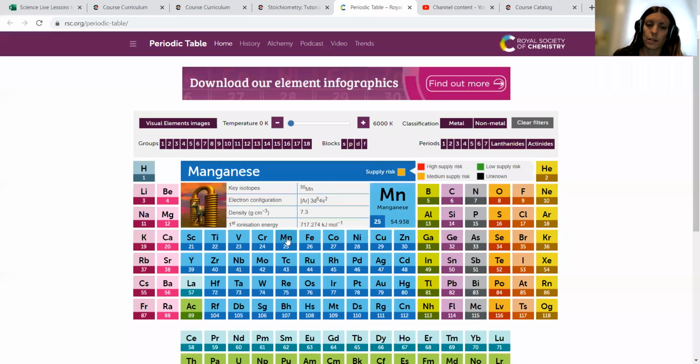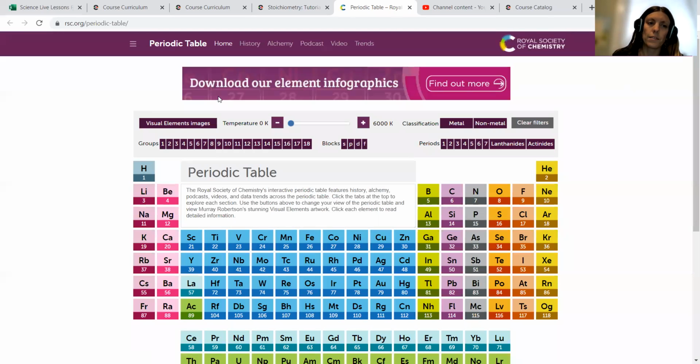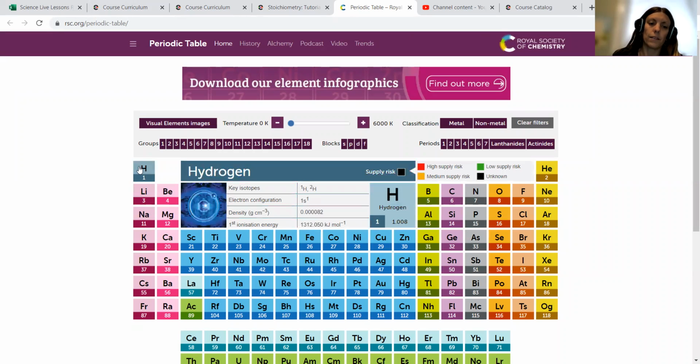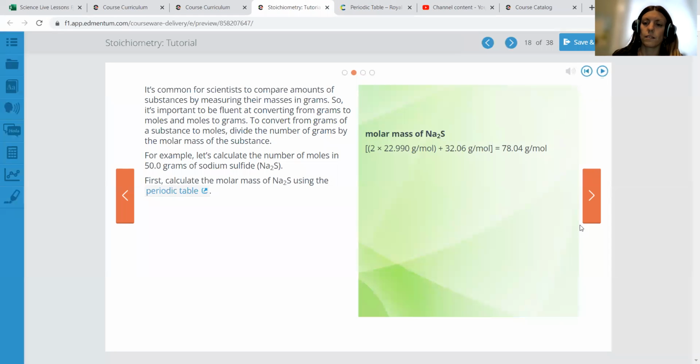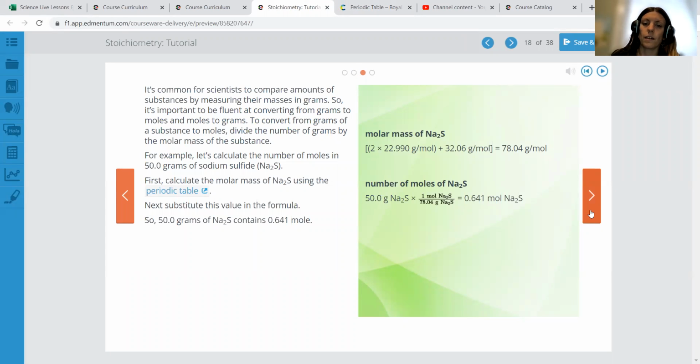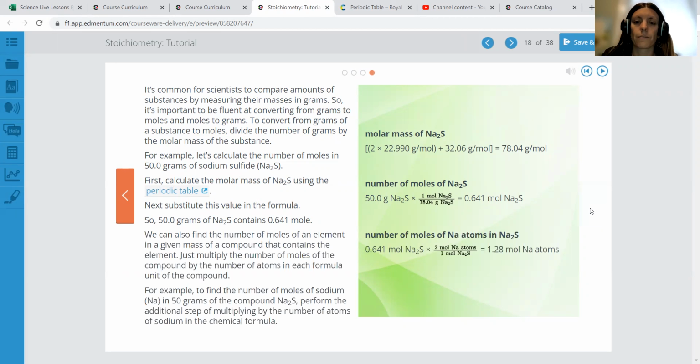Sometimes you might get some questions on this. But if you save this periodic table, so like you bookmark it right here on your computer, then you can refer back to it at any time. So if you ever have any questions on the periodic table, you can go back to it like that. Okay, number of moles. All right, here, just some conversions again for you.